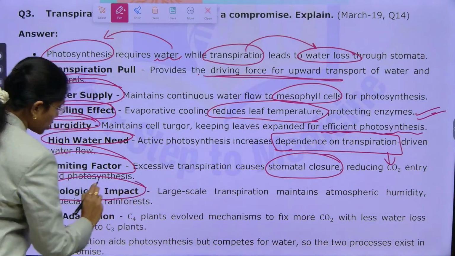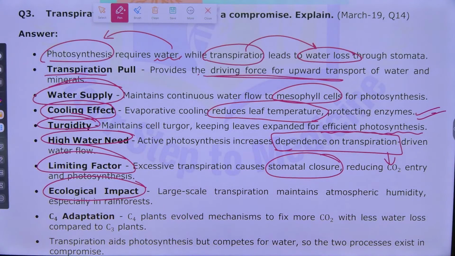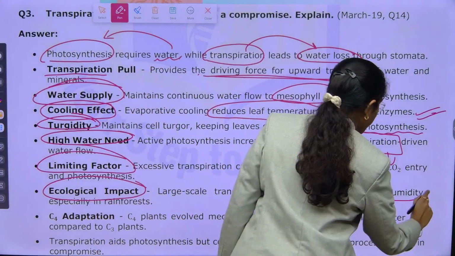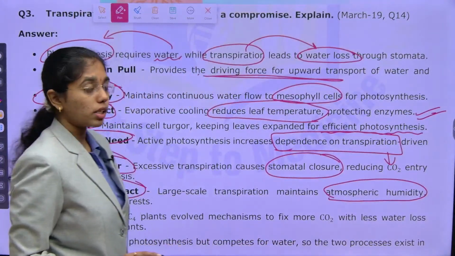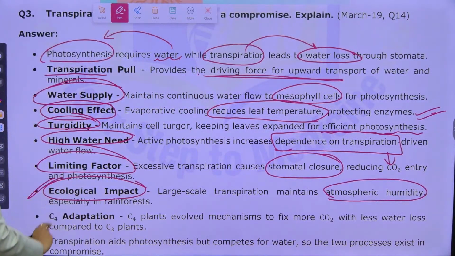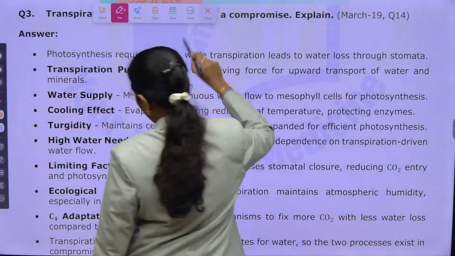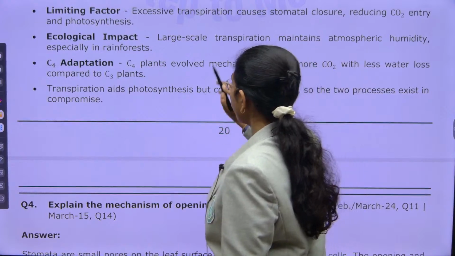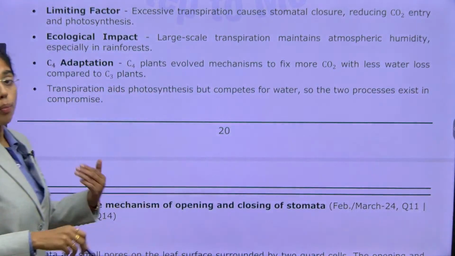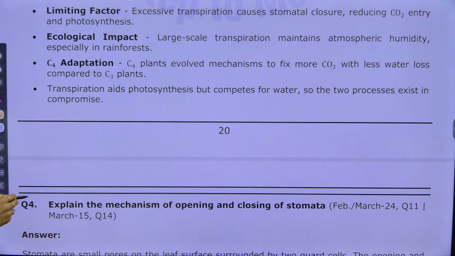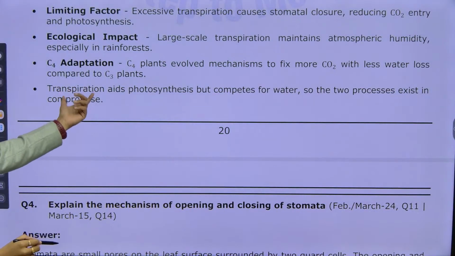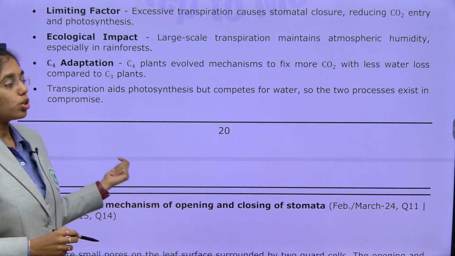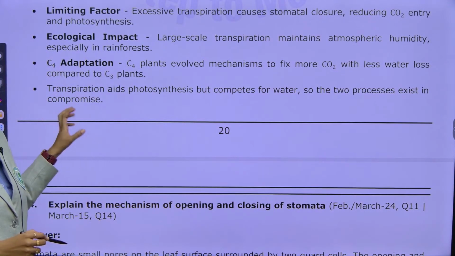What is the ecological impact because of transpiration? Large scale transpiration will maintain what? Atmospheric humidity. Atmospheric humidity is maintained by large scale transpiration. Next, C4 adaptation, where C4 plants are involved to fix more carbon dioxide with less water loss. This is how transpiration will aid photosynthesis but competes for water. So, the two processes exist in compromise.